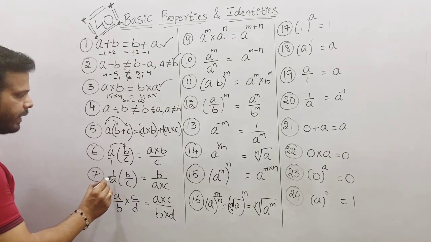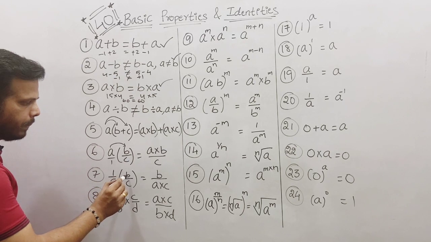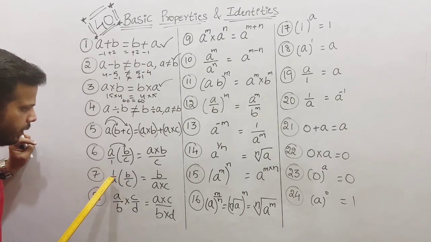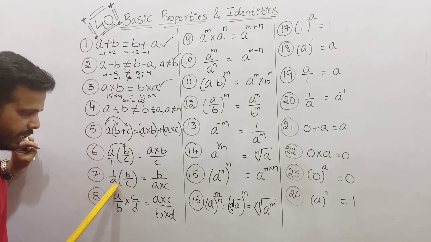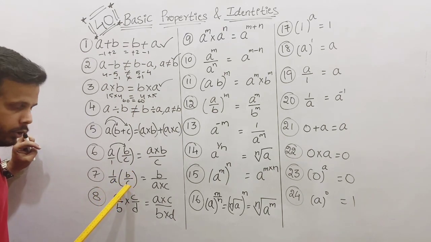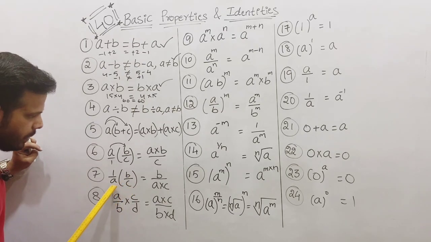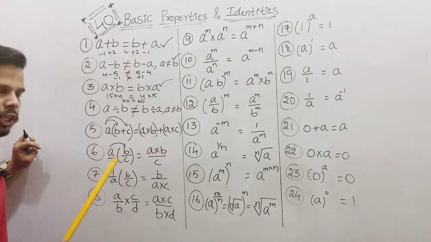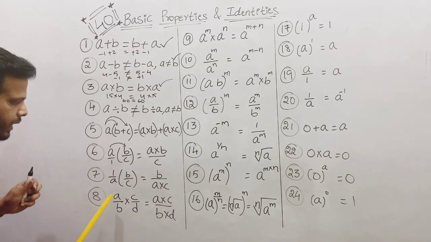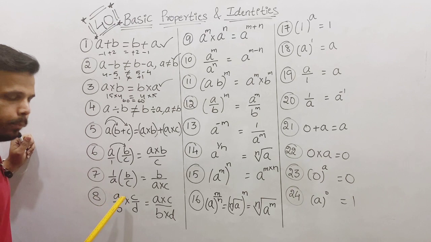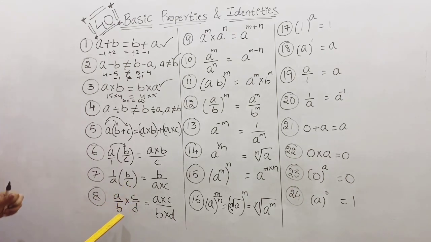Next, 1 by a into b by c. Here a is in the denominator and c is in the denominator. The denominator will get multiplied only with the denominator. So a into c. Next, a by b into c by d. We are multiplying numerator with numerator, denominator with denominator. So a into c by b into d.